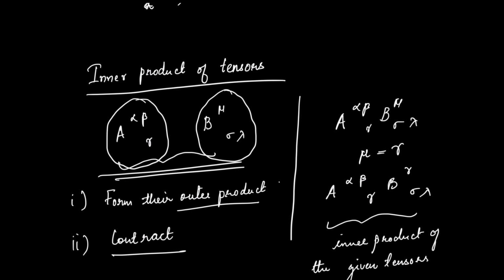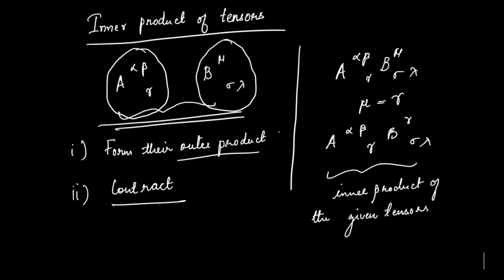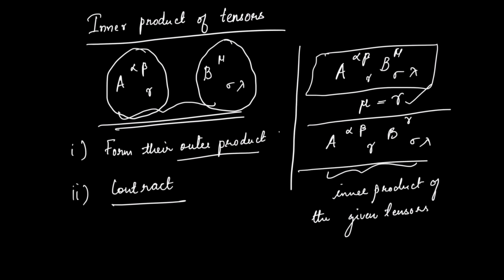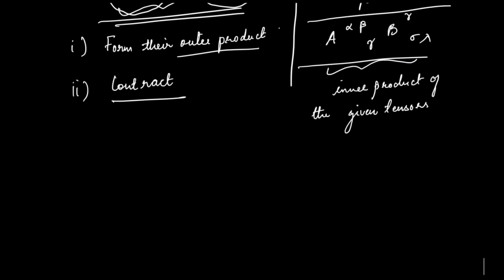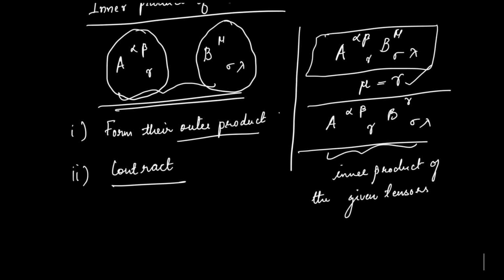Okay, so we can get several inner products for the same two tensors, because contraction can be done in different ways. Once you take the outer product, then I can contract using mu equal to gamma or alpha equal to sigma, beta equal to lambda. There are many ways of contracting. So depending upon which contraction you prefer, there will be different inner products of the given tensors. Therefore, we can get several inner products for the same two tensors by contracting in different ways.